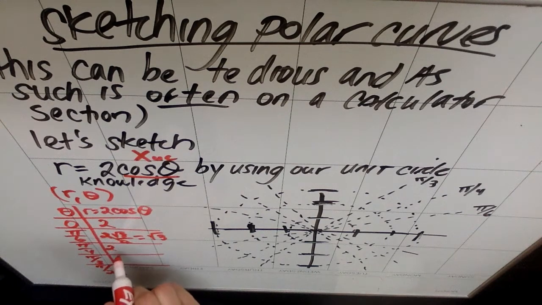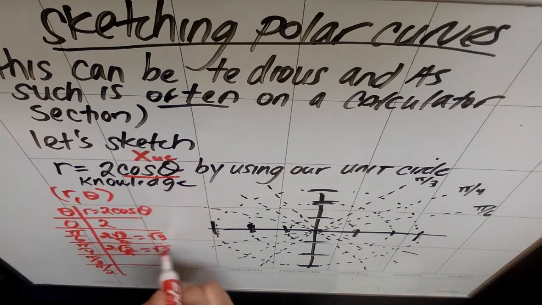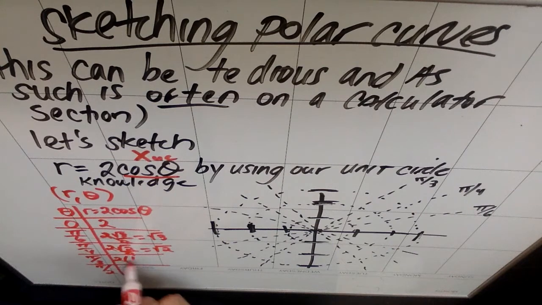2 times the cosine of pi over 4 is going to be 2 times root 2 over 2, which is just going to be root 2. That's like 1.4-ish. 2 times the cosine of pi over 3 is 2 times a half, which is 1. And 2 times the cosine of pi over 2 is 0 because 2 times 0 is 0. Okay, so now let's plot those points and see how it works.